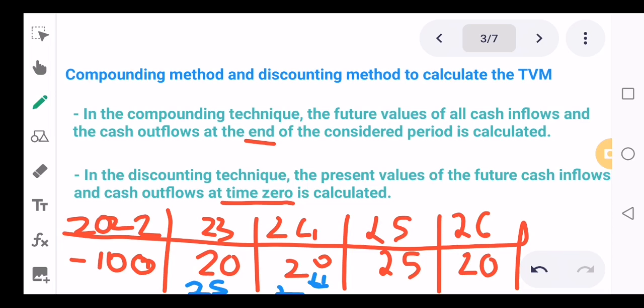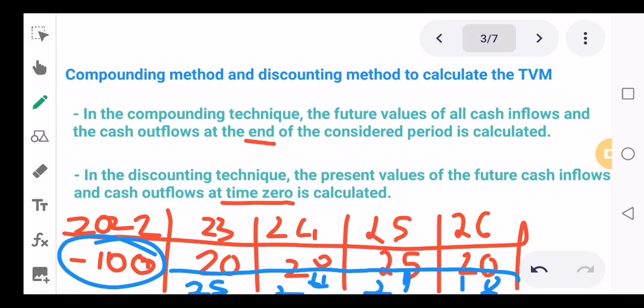20 is worth 24, 25 is worth 21. Okay, 25 is worth 21 and 20 is worth some 18. Okay, so now calculation will become easy because now we can equate all these things. We can equate 100, 25, 24, 21, 18 because all these are as per the year 2022.